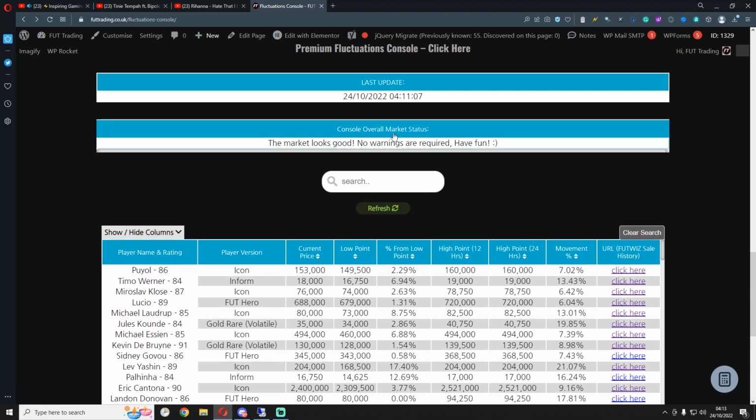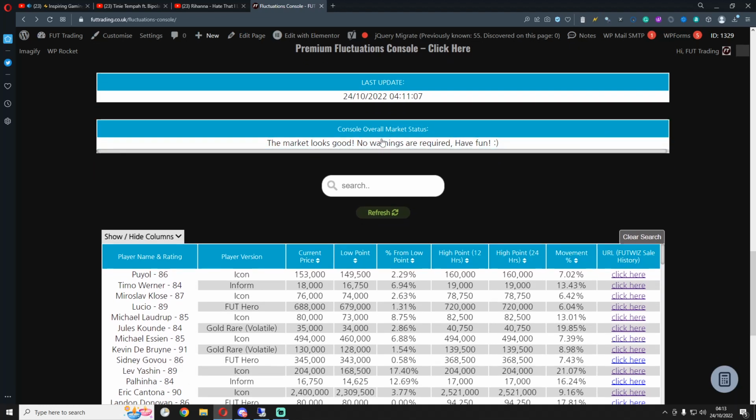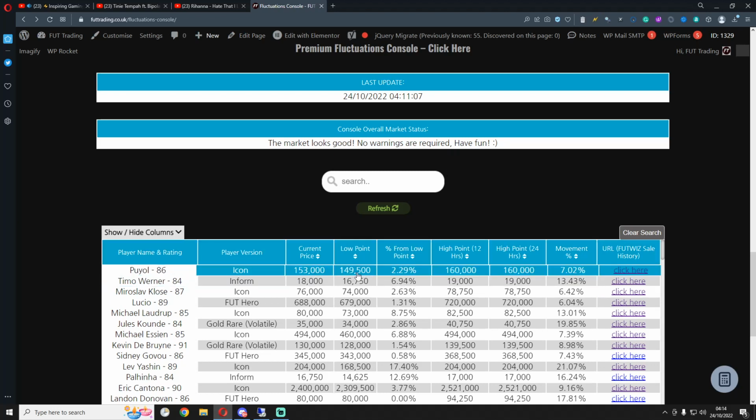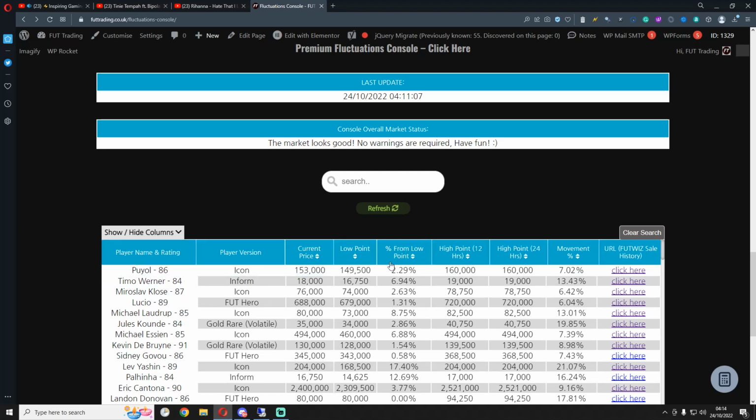So you have a market status here, and the market status is telling you if the overall market is looking good, no warnings are required, then the market's fine right now. If alternatively it says something like the market's crashing, please allow flexibility, which you can do at times, then either avoid the page or aim to buy below the low point further than what we explained in the video, okay? Depending on the situation with the market.